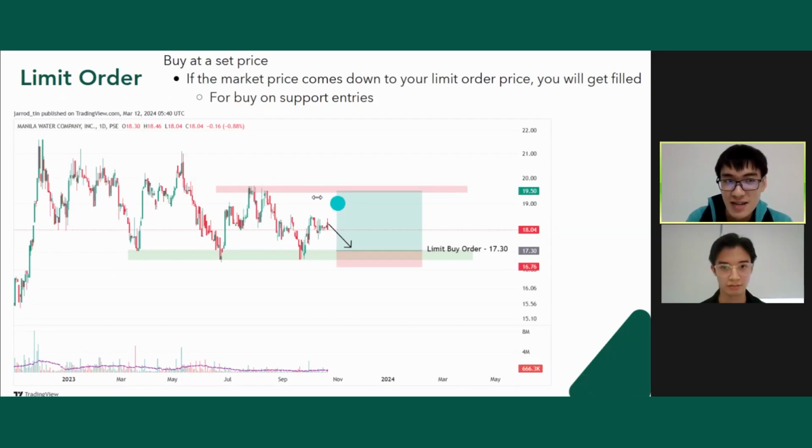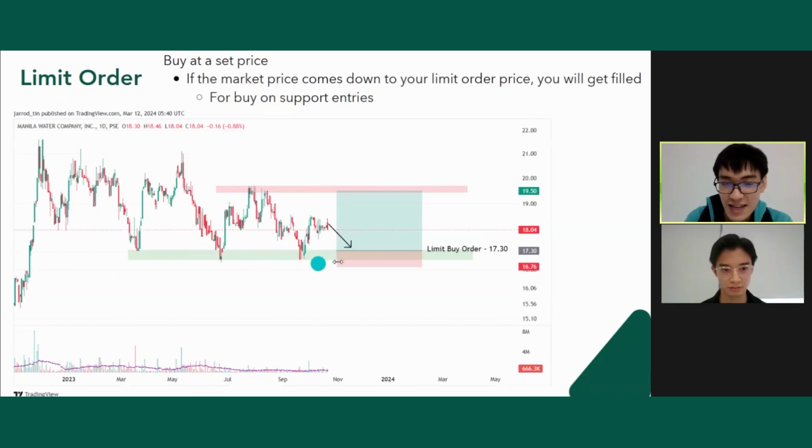So let's say, back to this trade plan, you want to buy at support. So here you see na at this level, tumatalbog yung presyo, right? Once it hits this level, it bounces. It's this level, it bounces. So now, nag-aabang ka ng buy and support. So you're waiting for price at around 17.3.